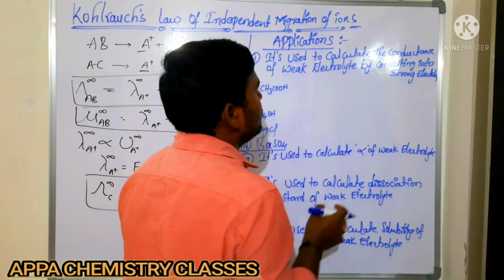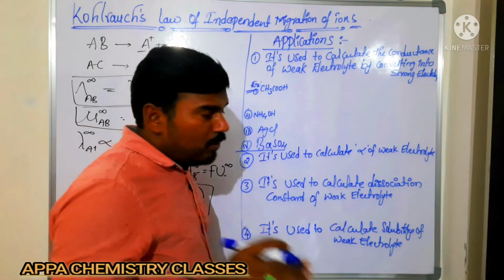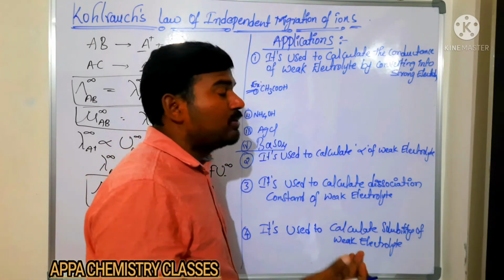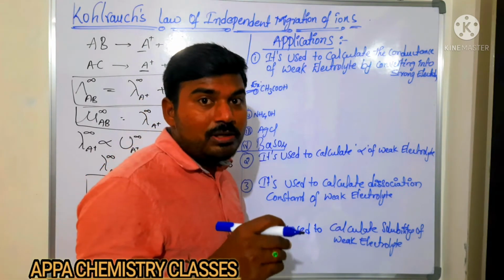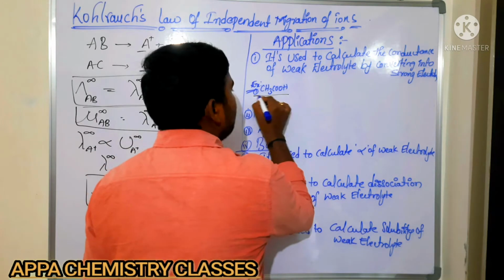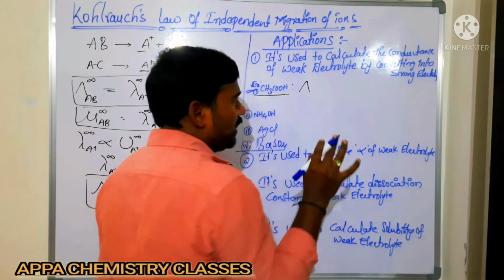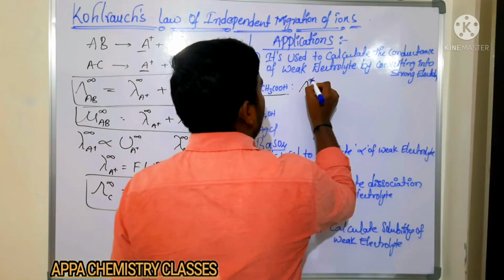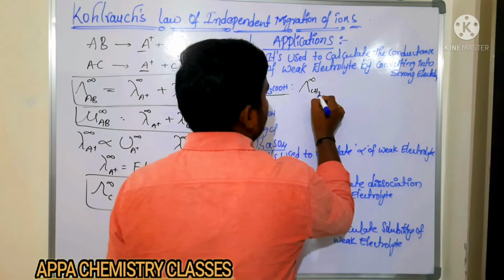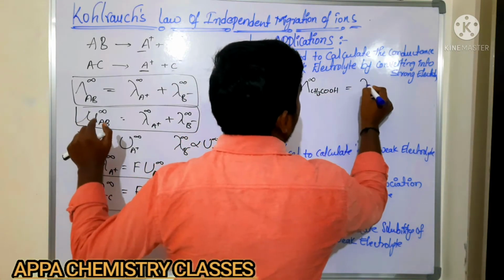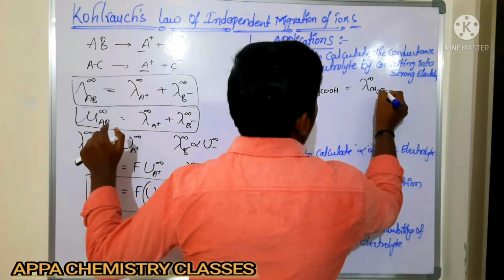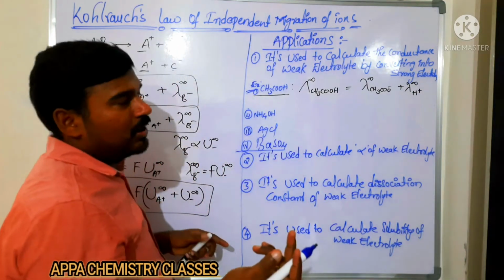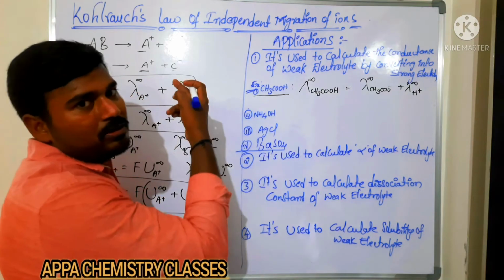In that, the first application of Kohlrausch's law is that it is used to calculate the conductance of a weak electrolyte by converting it into a strong electrolyte. Now you see here it is a weak electrolyte. I am taking only equivalent conductance; later I will explain with molar conductance. The equivalent conductance at infinite dilution of acetic acid, according to Kohlrausch's law, is equal to the sum of the ionic conductances of cation and anion. Acetate ion is the anion and H plus ion is the cation at infinite dilution.